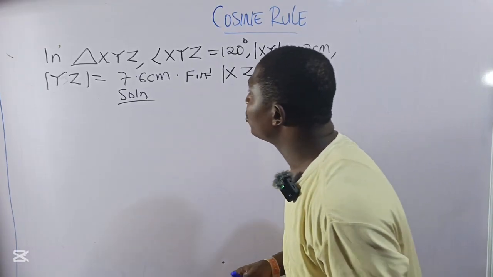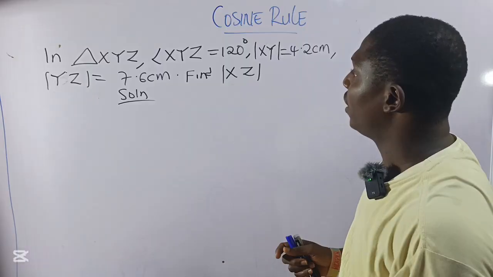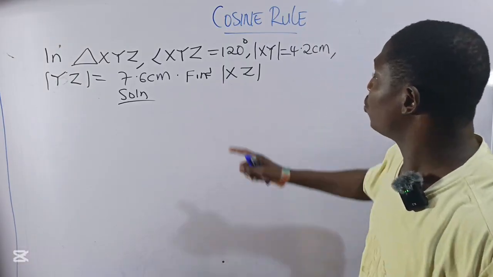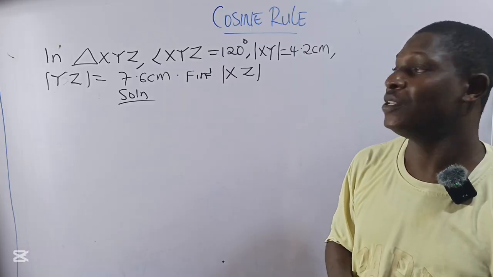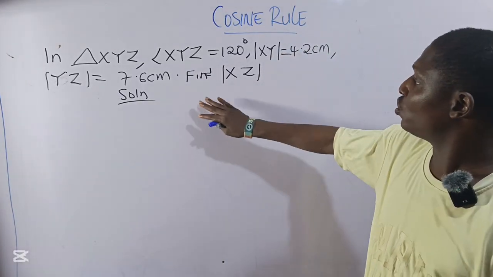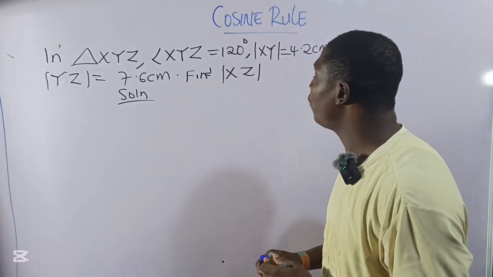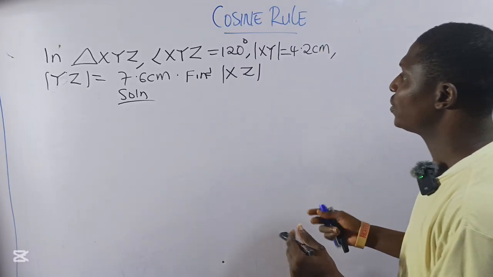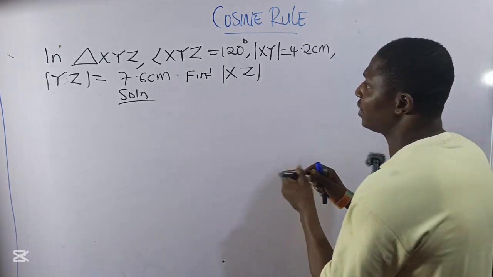So we have this on the board. They said in triangle XYZ, angle XYZ is equals to 120 degrees. XY is 4.2 centimeters and YZ is 7.6 centimeters. And so we should find XZ. So if we have to do it, I think us getting a sketch of how the triangle ought to look like will give us a better insight.